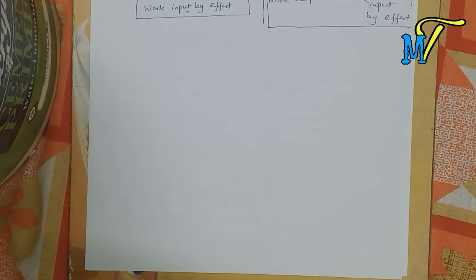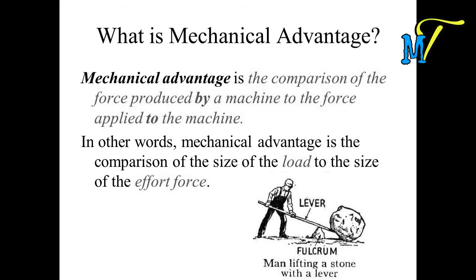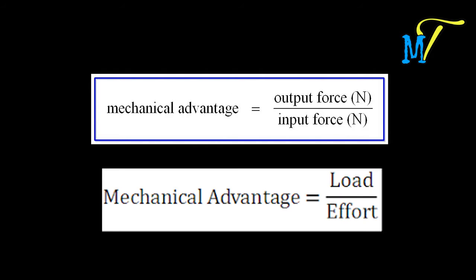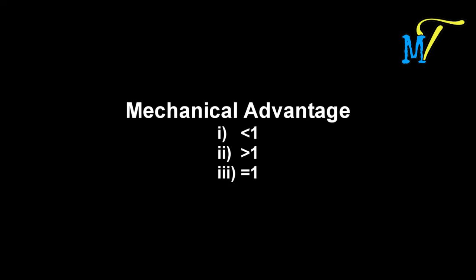Now comes the mechanical advantage. What is mechanical advantage? The factor by which a machine multiplies the force applied, that is the effort, is called the mechanical advantage of that machine. The formula of mechanical advantage is load by effort. The mechanical advantage can have a value less than 1, greater than 1, or equal to 1.